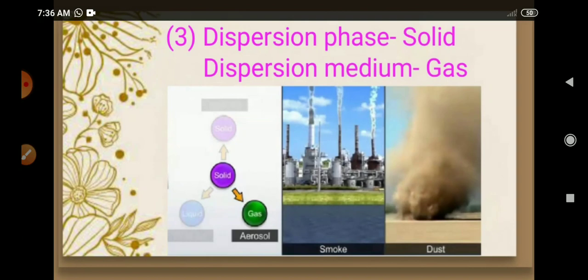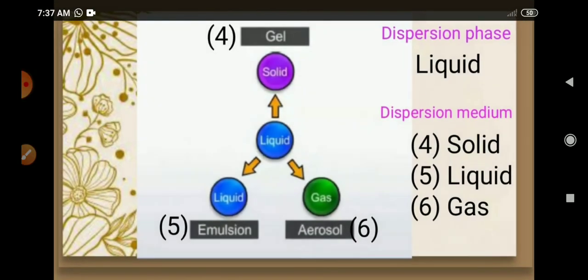Next is solid in gas. When the solid is present in the small proportion, gas is present in the large proportion. Examples are smoke and dust. Smoke is actually gas, but it has solid particles like carbon. So we can say that the solid particles which are present in the smoke are present in the small proportion. Therefore, it is a dispersion phase here and gas is the dispersion medium. It is called as aerosol.